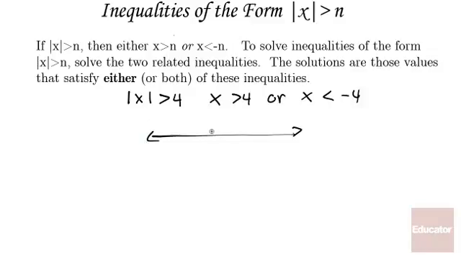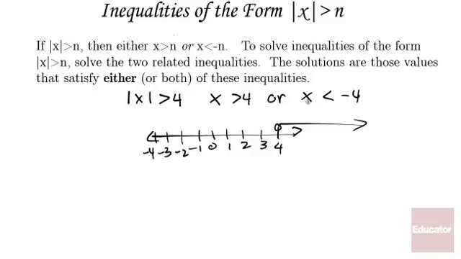Visualizing this on the number line. Okay, looking at what this is saying, the absolute value of x is greater than 4. That means that this must be a value of x that is greater than 4 from 0 on the number line. x is greater than 4 satisfies this. Any value of x that is greater than 4 will have an absolute value greater than 4.